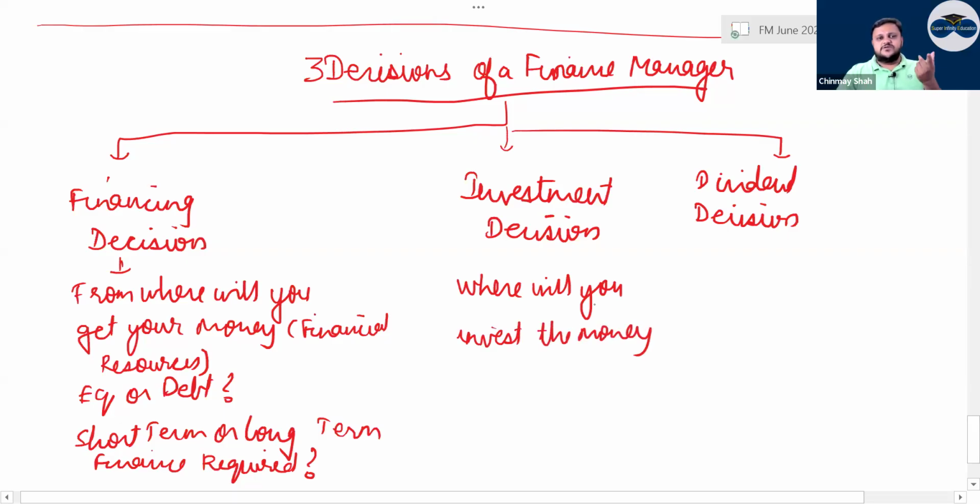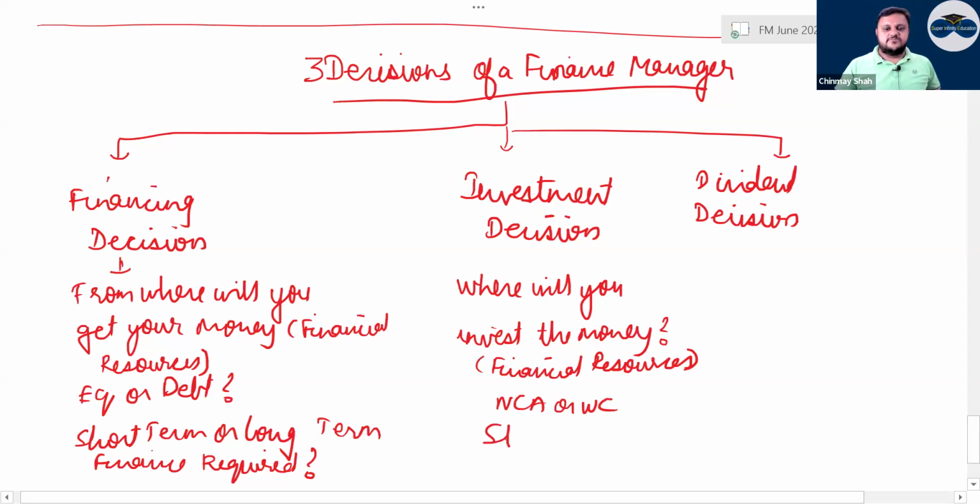As a finance manager, you asked me, sir, we did this, now tell us how much to invest in non-current assets. Money, or financial resources. Correct? Either in non-current assets or working capital. Short-term or long-term assets.